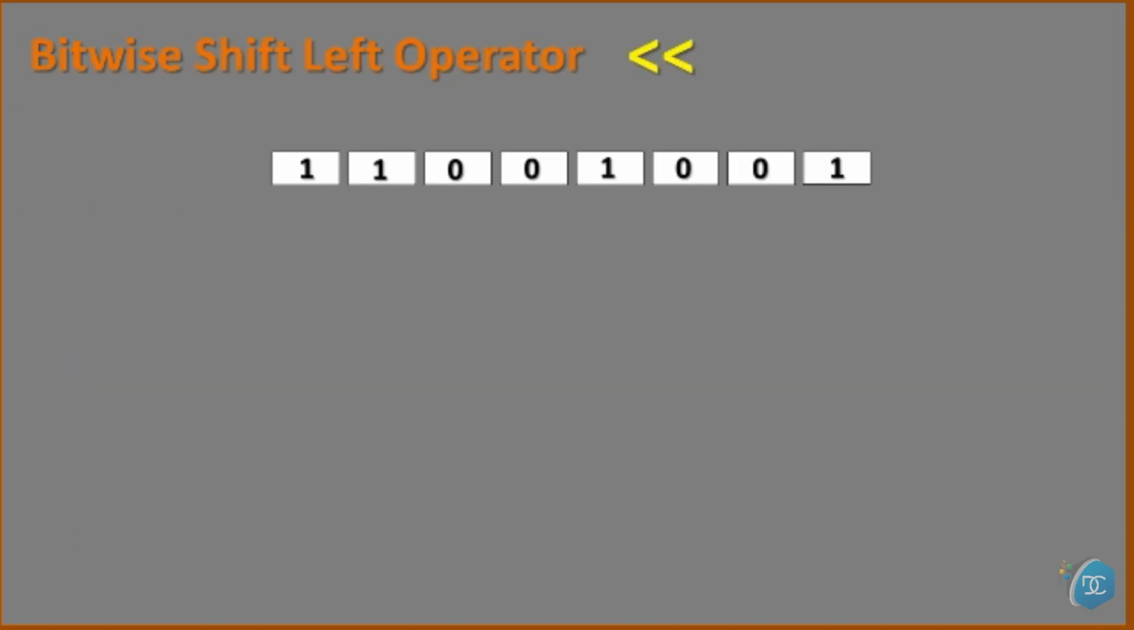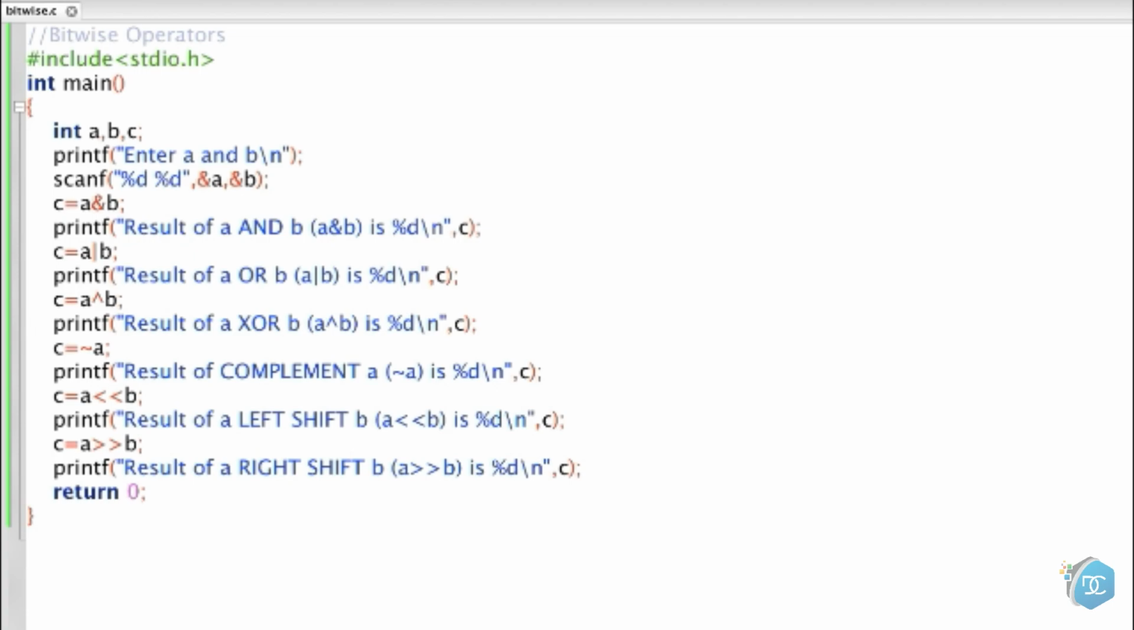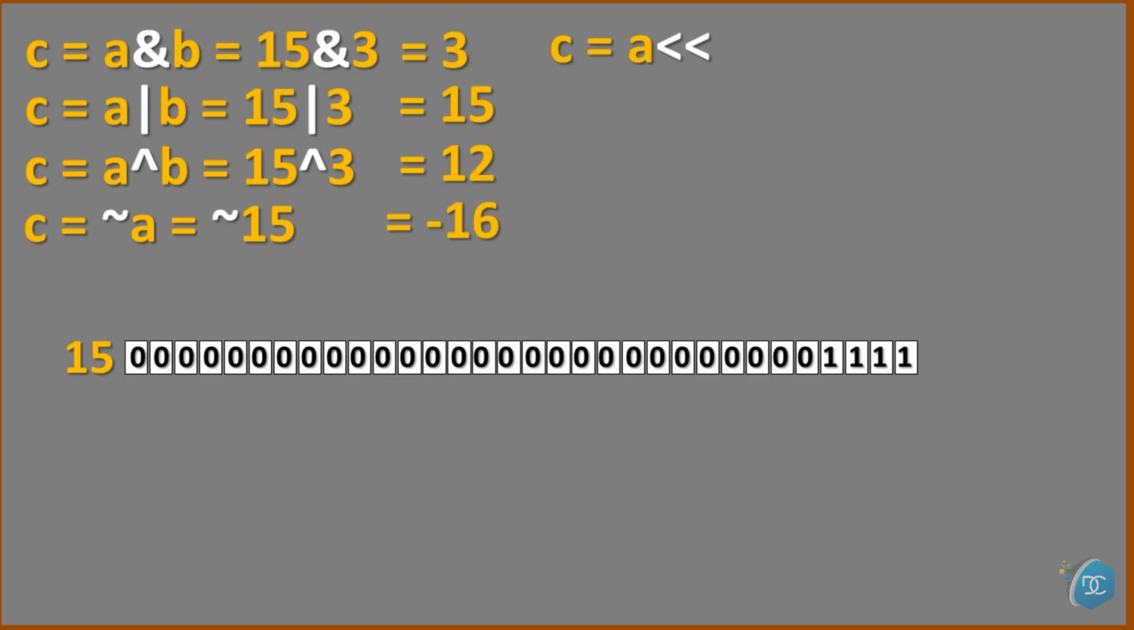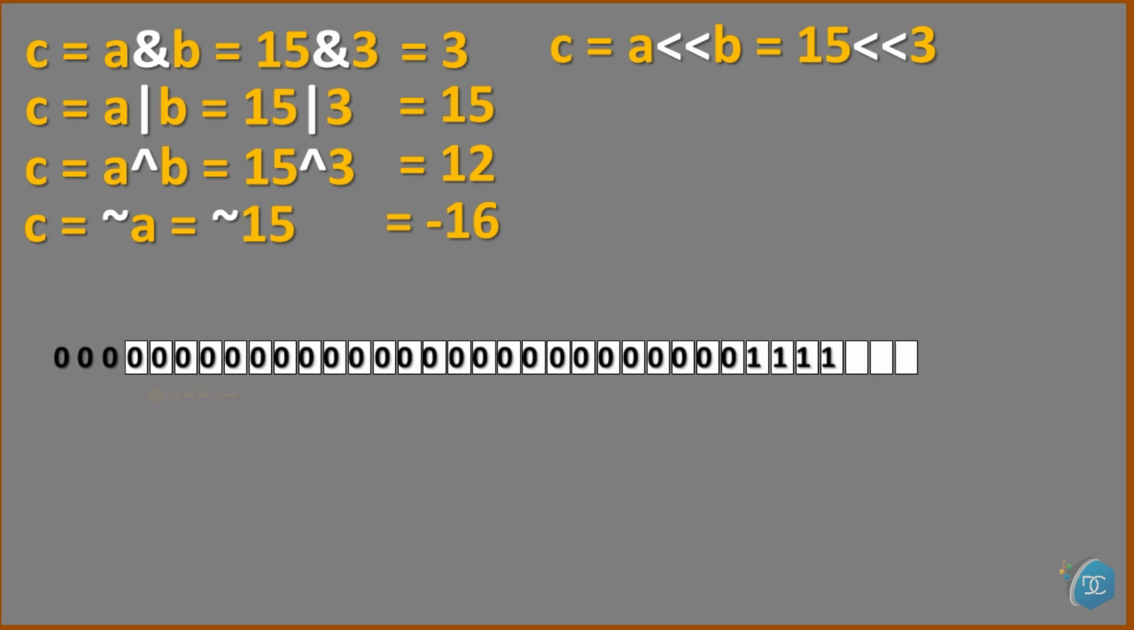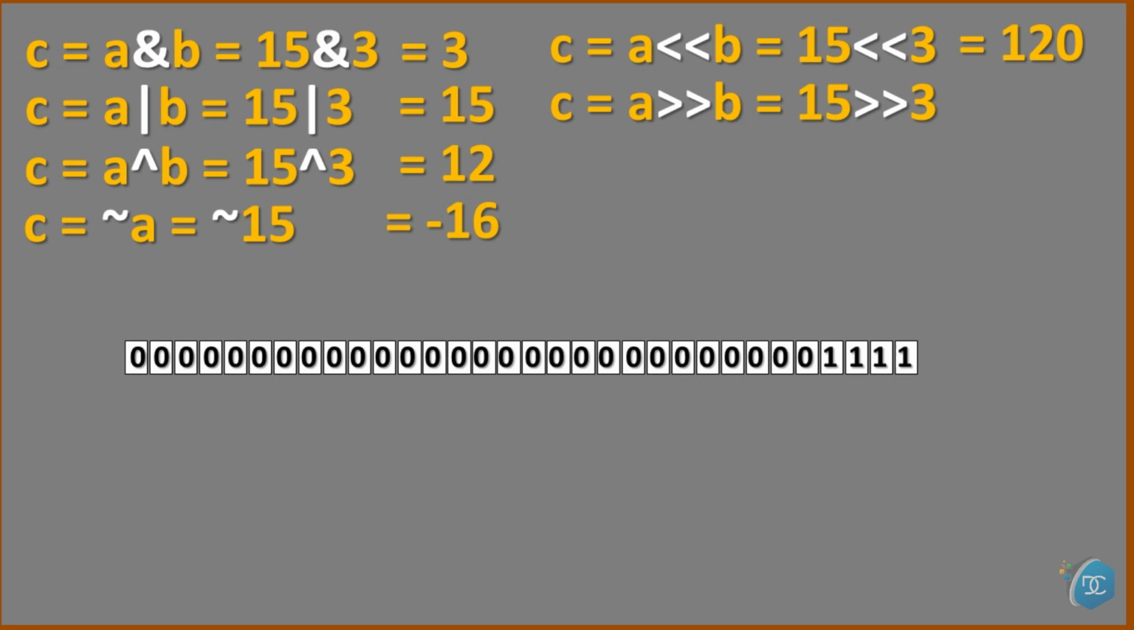We have seen in our example of 7 days that the shift left operator shifted all bits towards left by 1 bit. That's because we asked it to move only that much. But in our program, you can see that we are asking A to move by B number of bits. That is, we are asking the bits of 15 to shift left by 3 bits. See, this is how these bits will move and zeros will come in the vacant places, and thus the value of C becomes 120. Similarly, shift right operates and gives us the value of C as 1.